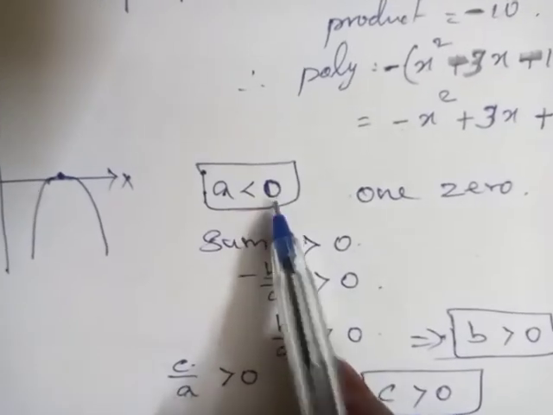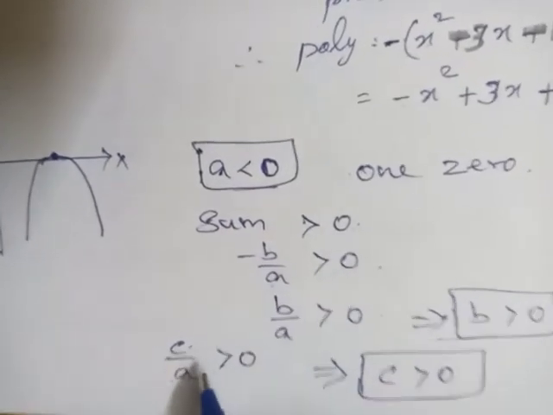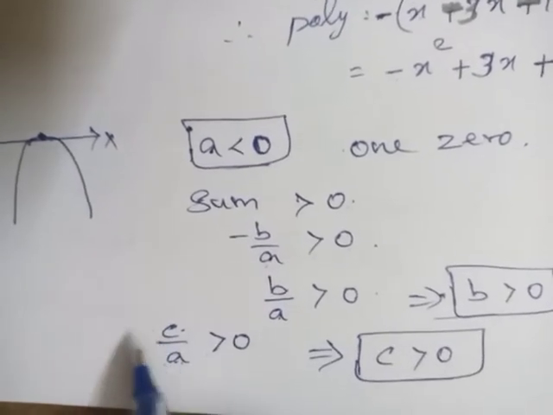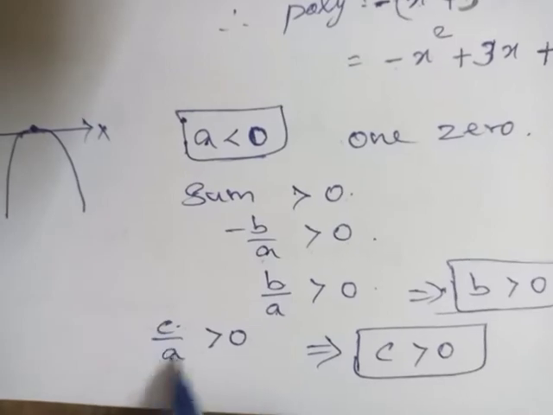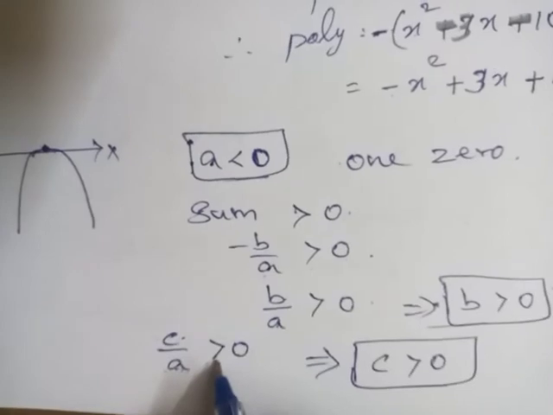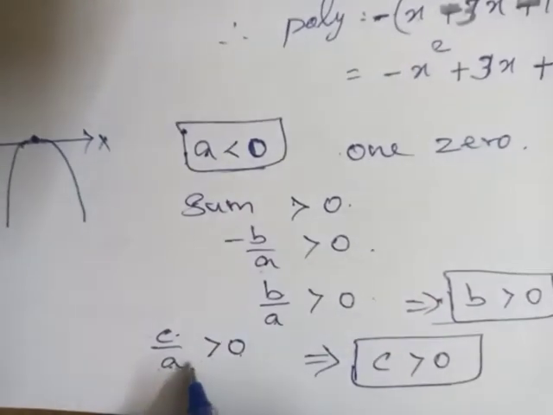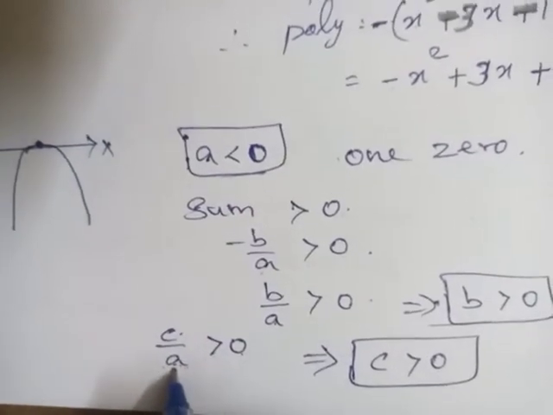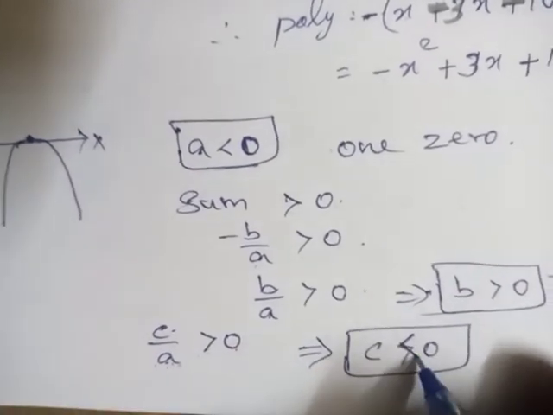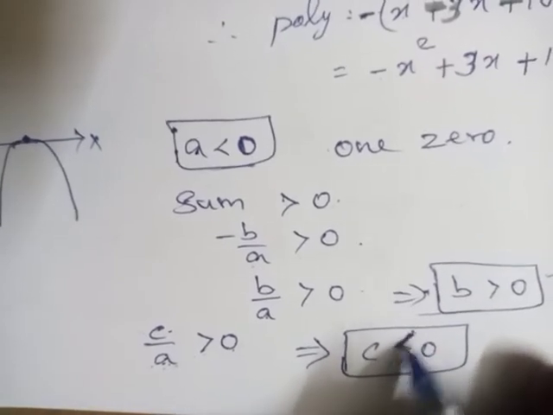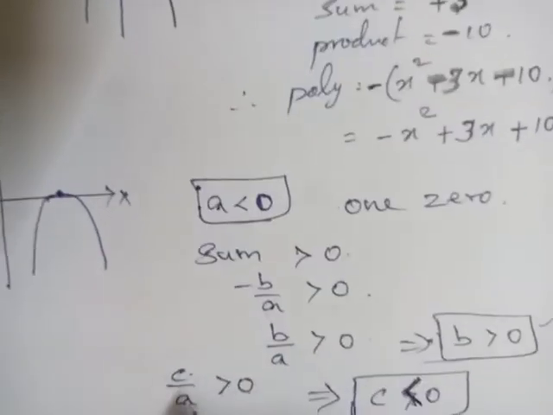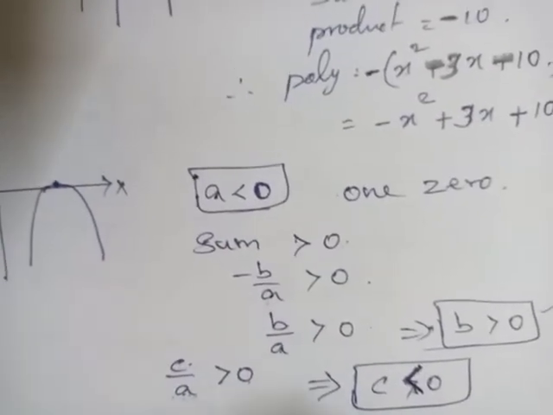Already we know A is less than 0, so when will C by A be greater than 0? If here also negative, then negative and negative will get cancelled, so this becomes positive, right? So that C by A, when it becomes greater than 0, A is less than 0, this is negative, therefore C also must be negative. C is less than 0, then only C by A will become greater than 0. Change this one, okay?